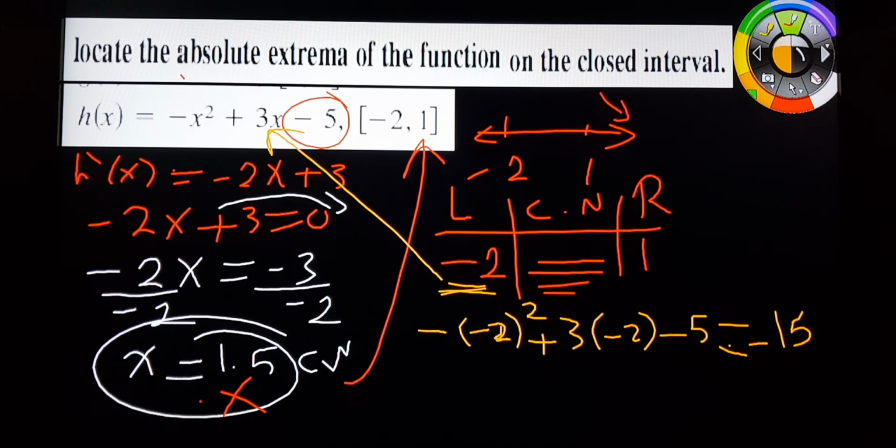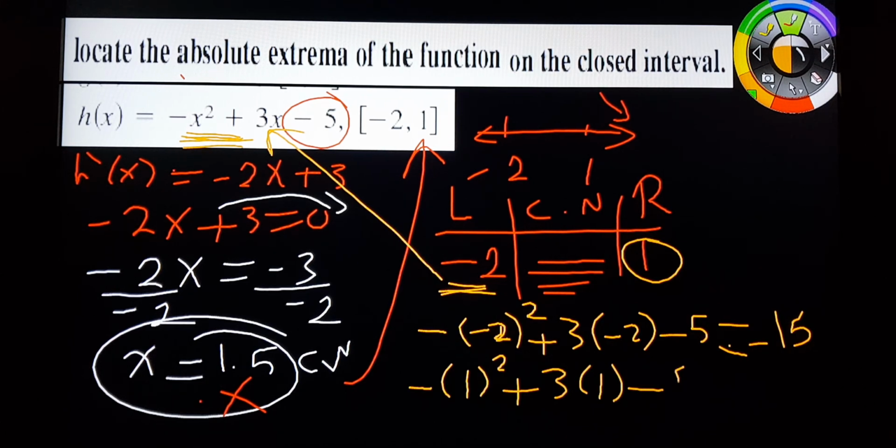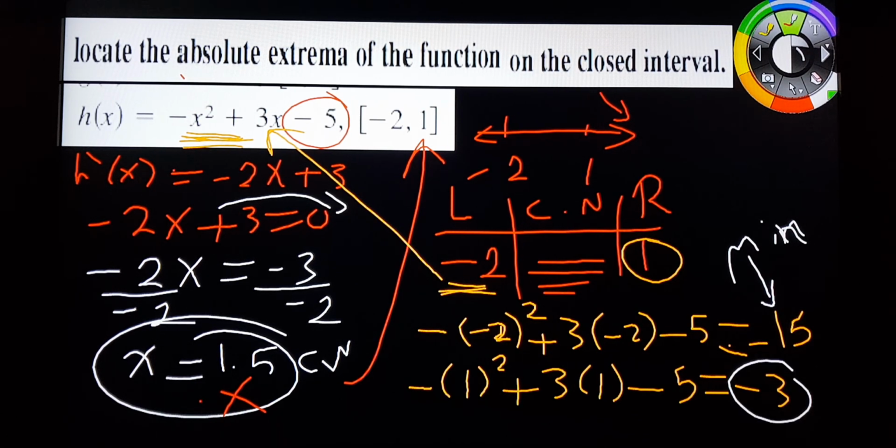Then take 1 and replace it here in the original function. So negative 1 to the power 2 plus 3 times 1 minus 5. Compute this one, which is -3. And we see here that -15 is the minimum value, and -3, which is bigger, is the maximum one.